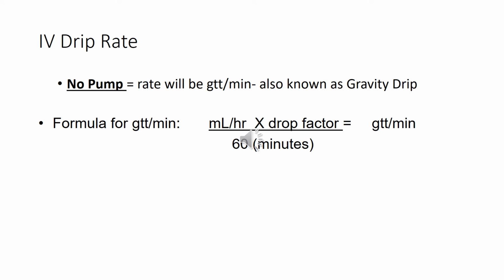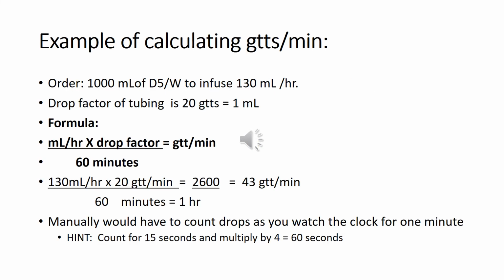No pump equals rate will be drops per minute, also known as gravity drip. This is the formula that you can use to figure out drops per minute. You're going to take your milliliters per hour times drop factor. Remember, it's the tubing, 15 drops or whatever you have, equals drops per minute. And remember, you're going to convert your hours to minutes when you're doing this.